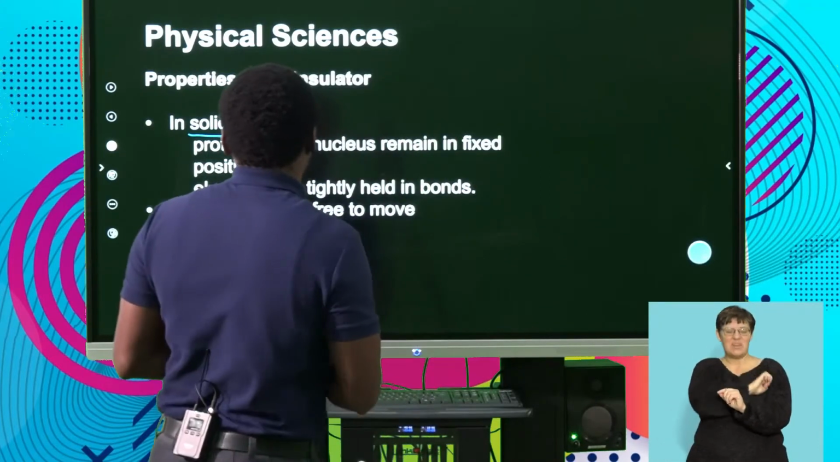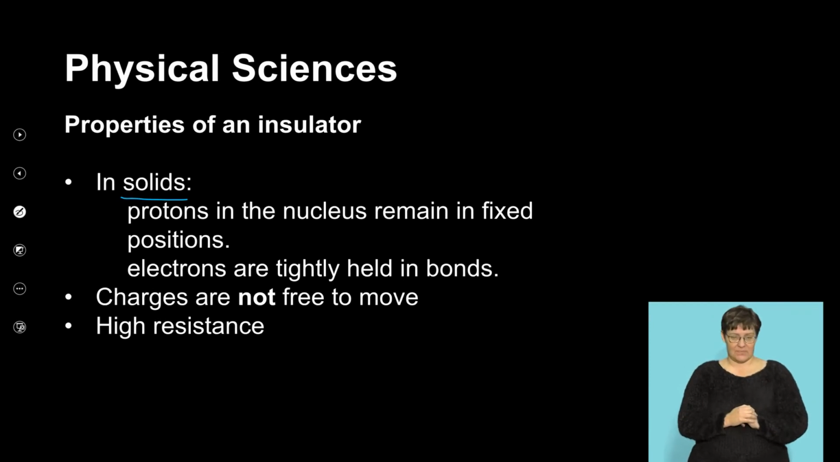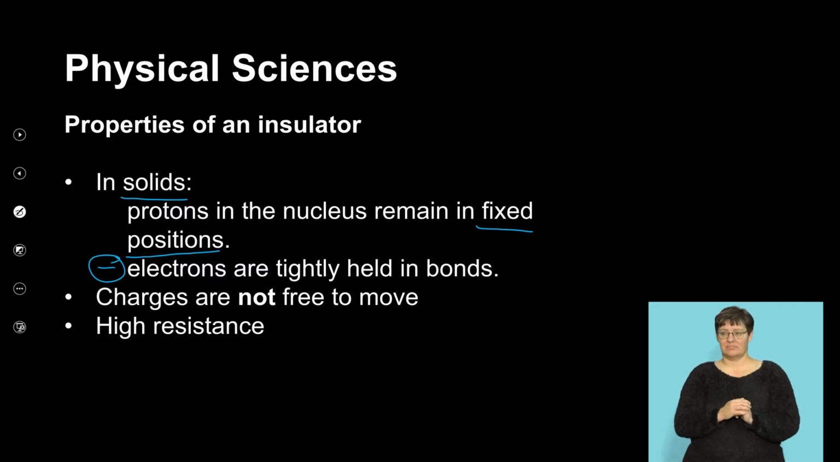So we're saying that these protons are in the nucleus, they remain fixed in position in the nucleus, right? And then electrons are tightly held in bonds. Remember, these electrons are actually negatively charged, okay? So charges are not free to move in solids.